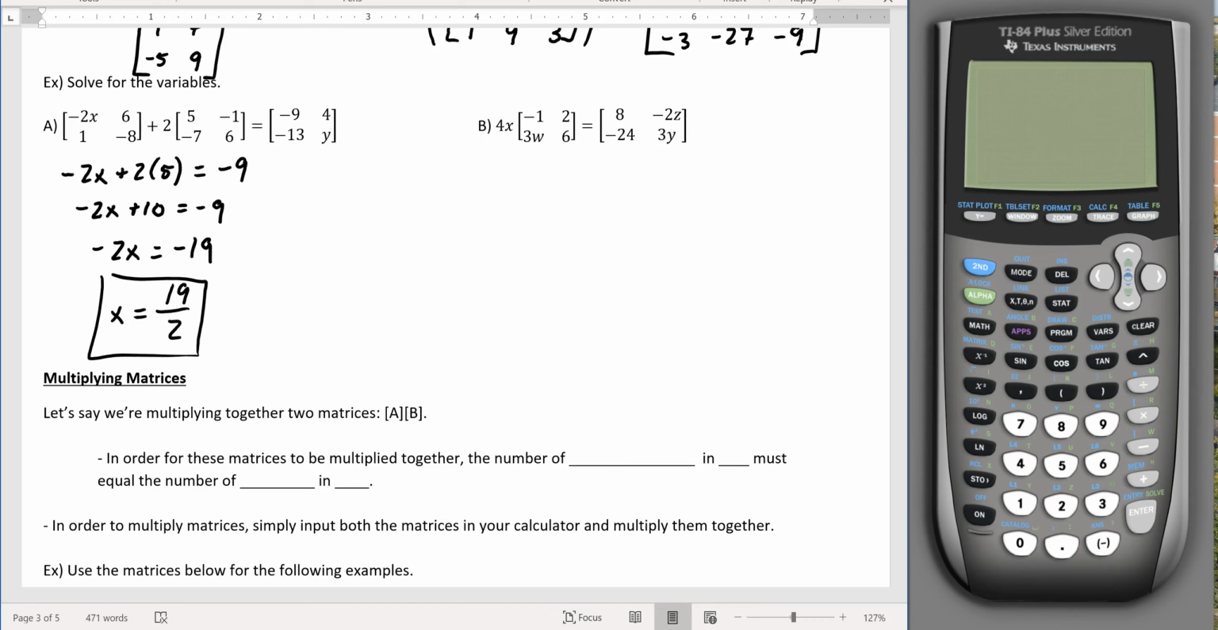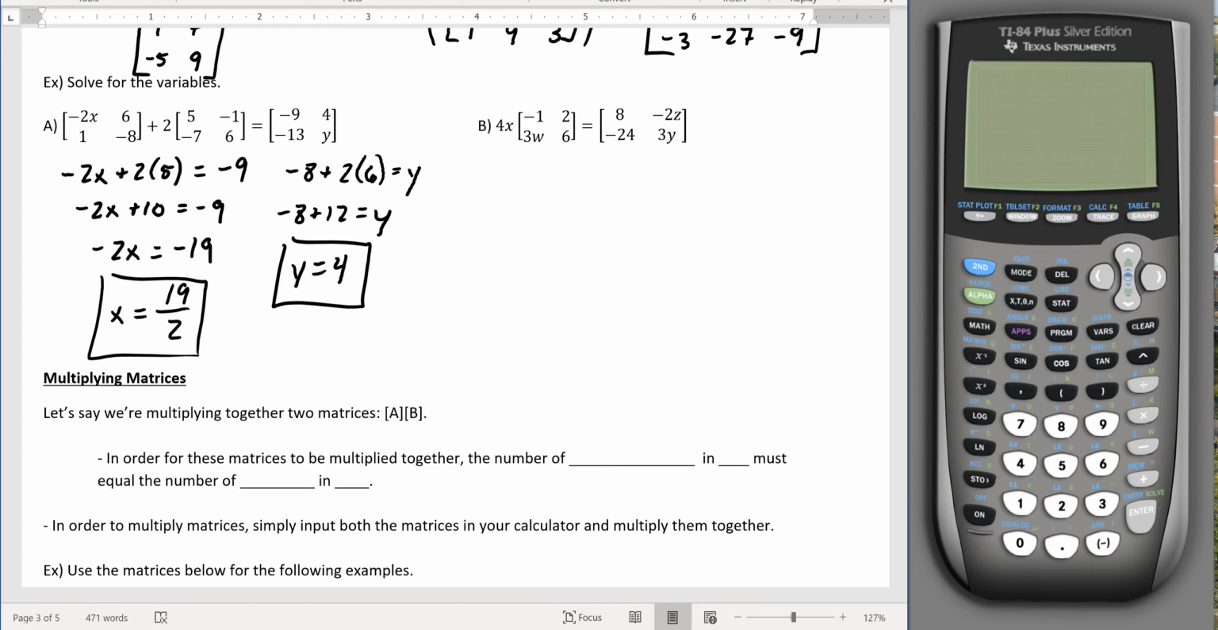Now there's also a y in the second row and second column. So let's create an equation for that. So negative 8 plus 2 times 6 equals y. Well, negative 8 plus 12 would equal y, which means that y would equal 4. There we go. Notice they're not coordinates. We don't write them as a coordinate pair or anything like that. We're just solving for variables.